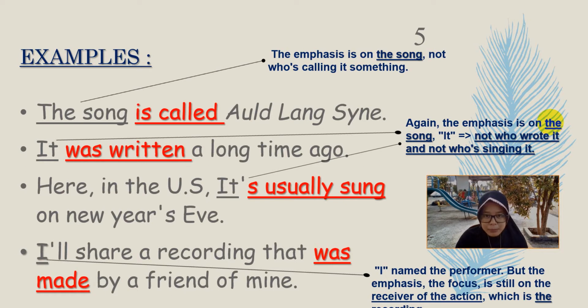In this last example, we name the performer. You can name the performer of the actions with a by phrase, by plus whom. But the passive doesn't necessarily include a by phrase. In the first three examples, I didn't include one. There are different reasons why.